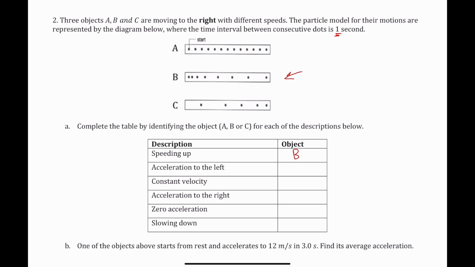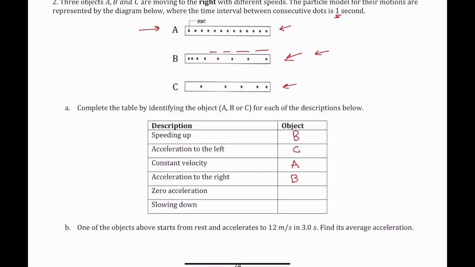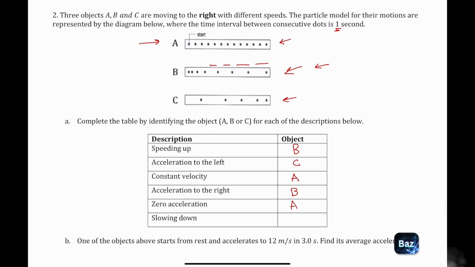Acceleration to the left, this one is C as the object is slowing down, so C. Constant velocity, it's A because the distances between the dots are equal, so here's A. Acceleration to the right, that is B because the object is speeding up. Zero acceleration, that's A. Slowing down is C, as we said earlier.